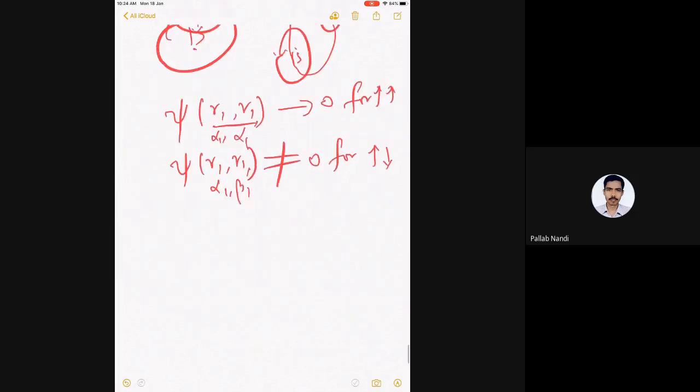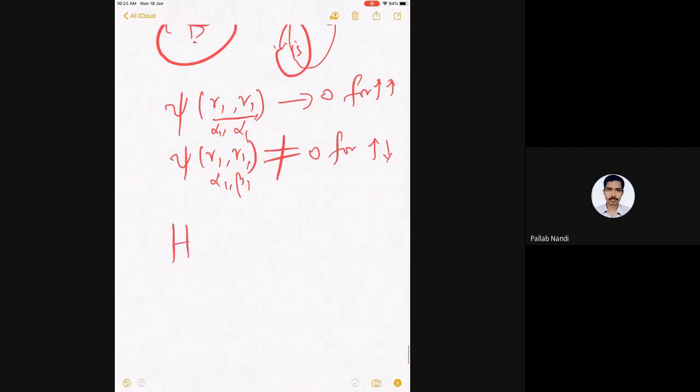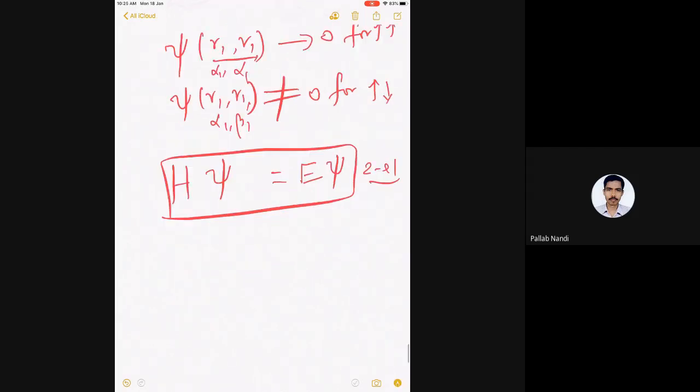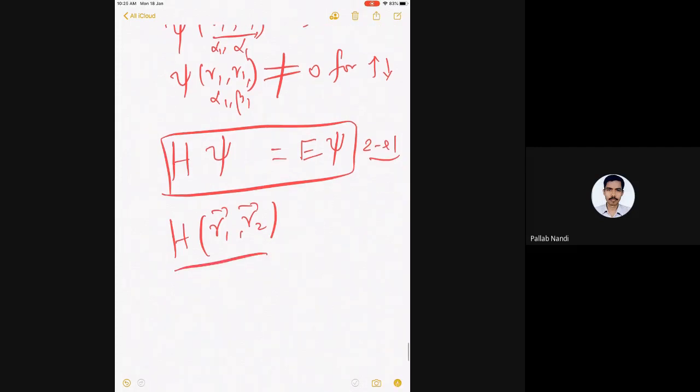If you look at the actual Schrodinger equation, H psi equal to E psi, we can imagine what will happen. So let's say I write this for the two electron problem. Analyze what will happen to H of R1, R2. Remember, there is no spin in the Hamiltonian, so I'm not explicitly discussing spin. But what will be the Hamiltonian for R1 equal to R2?